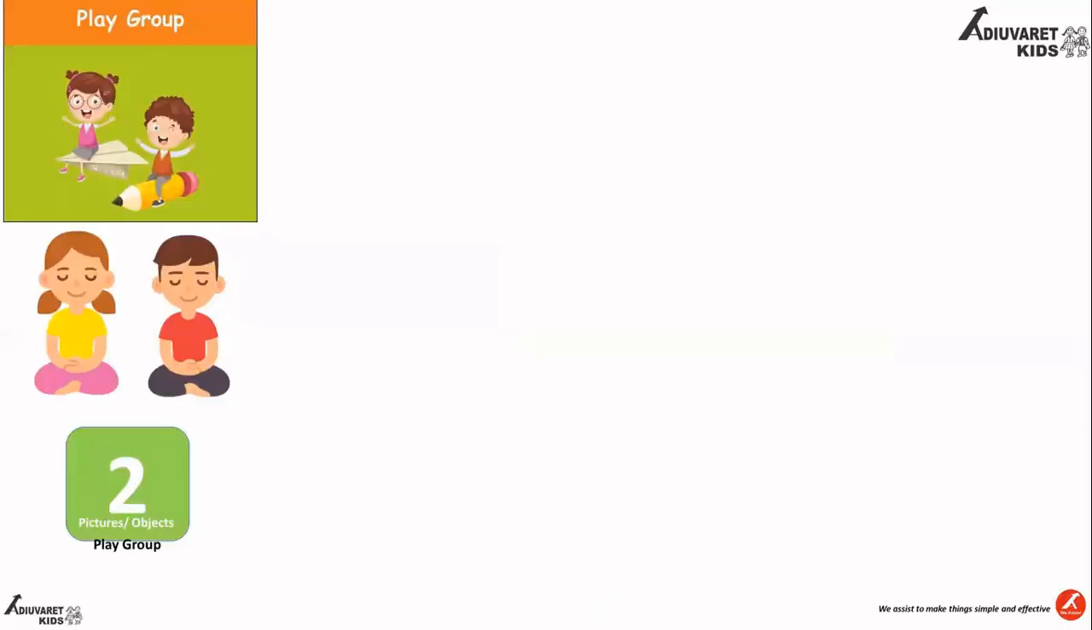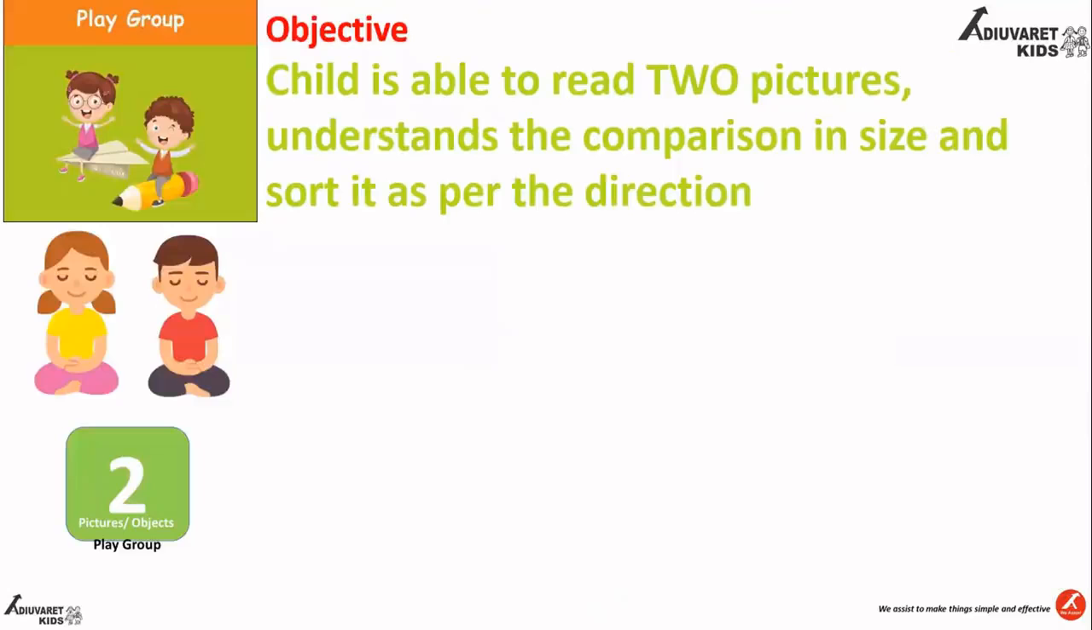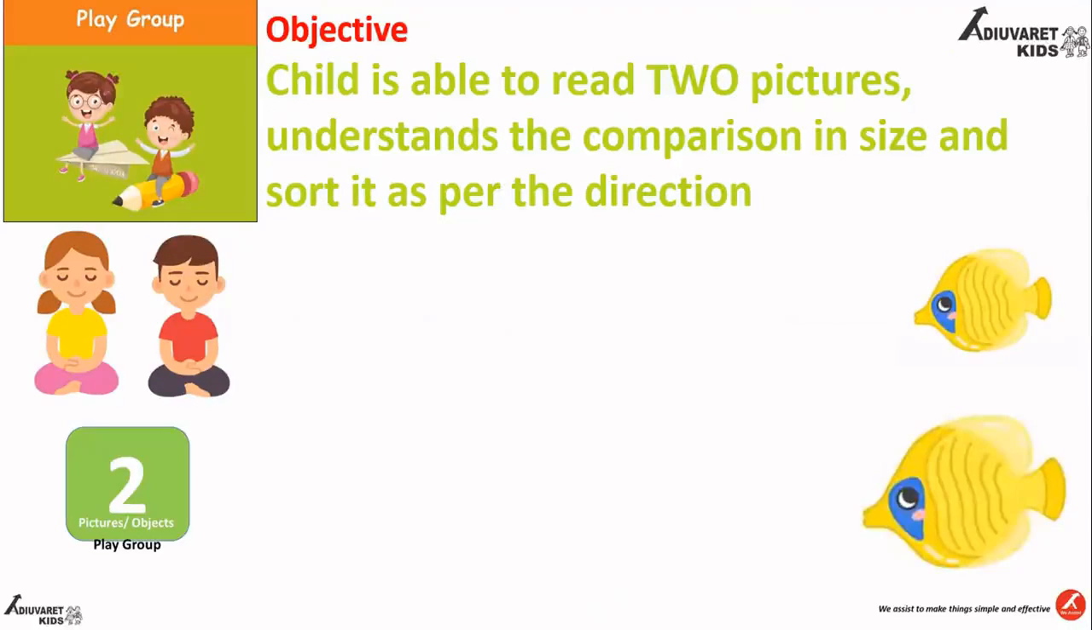Now what we need to do? The objective here is that the child is able to read 2 pictures simultaneously, understands the comparison in size between these 2 pictures, and sorts them as per the direction given to the child. Now these are the 2 pictures provided to the child. This could be an object, or it can be a shape cut from the picture, so that the pictures available to the child are different in size.